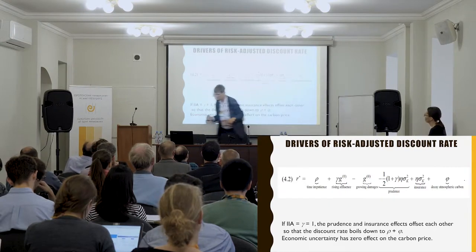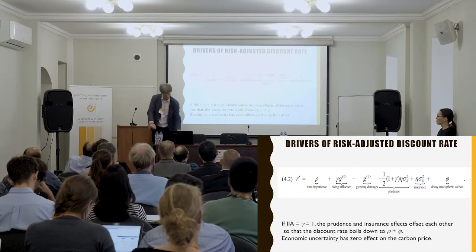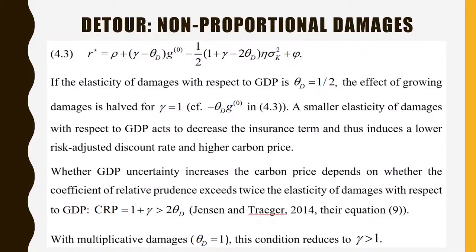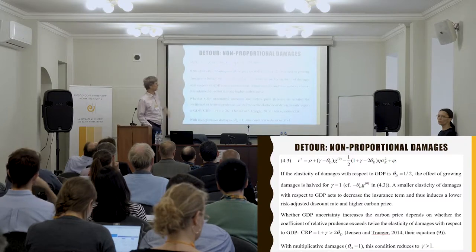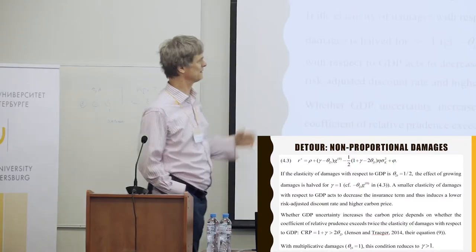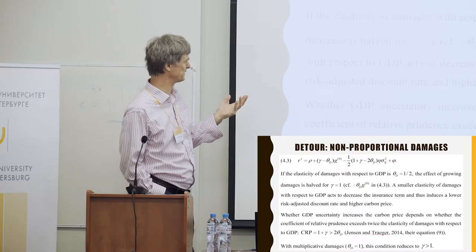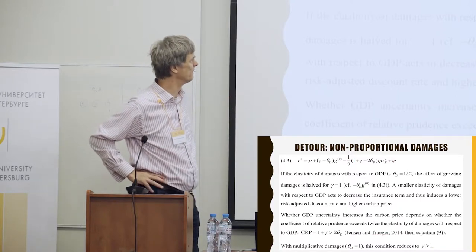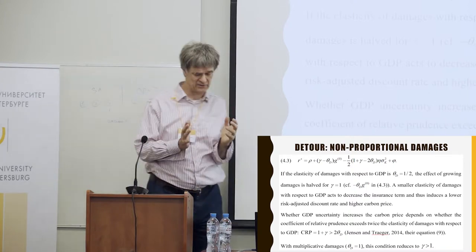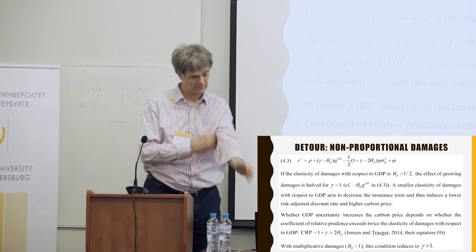But anyway, this is the way to look at the risk-adjusted discount rate. If you have a detour, you have non-proportional damages. So imagine that this elasticity I just spoke about is indicated by theta D. Then, for example, maybe half. Then you find that a smaller elasticity of damage with respect to GDP, or a smaller beta, actually decreases the insurance term, and therefore you get a lower adjusted discount rate and a higher carbon price.